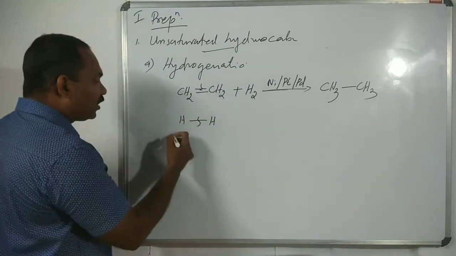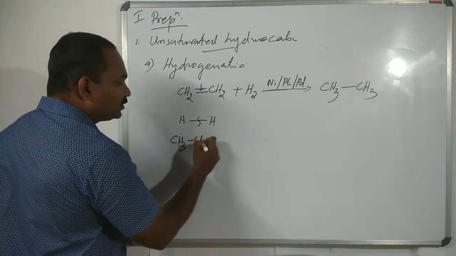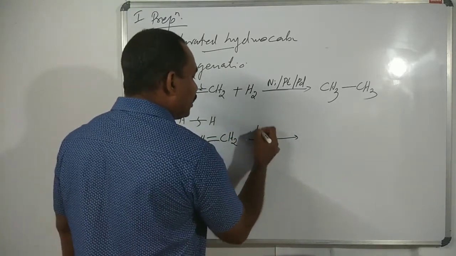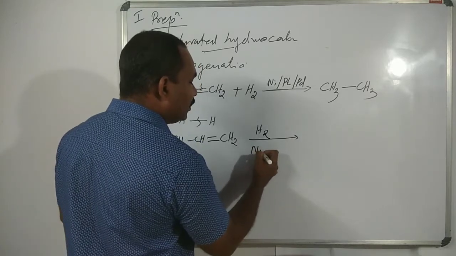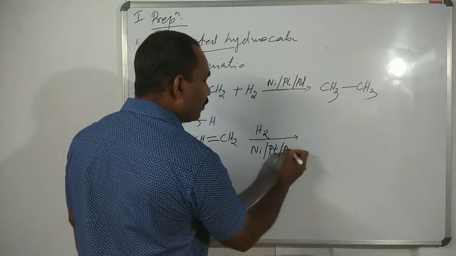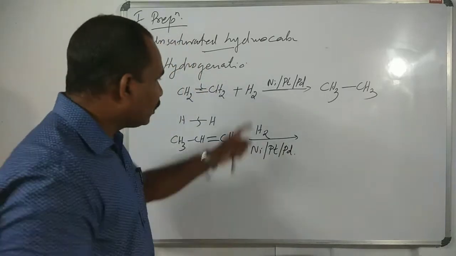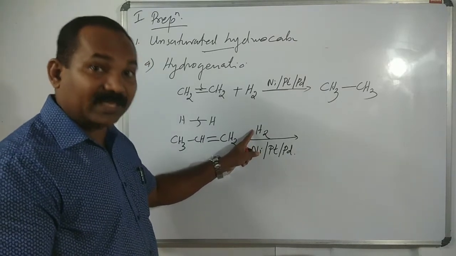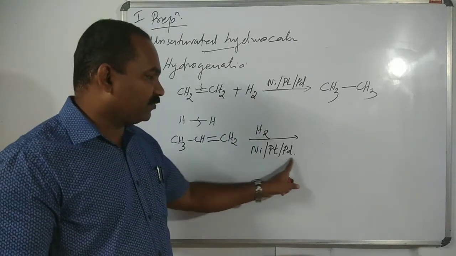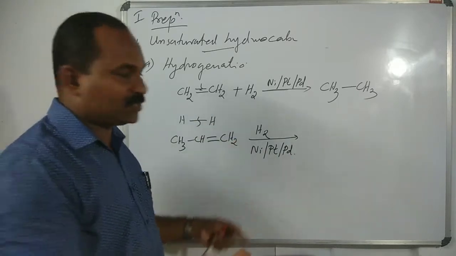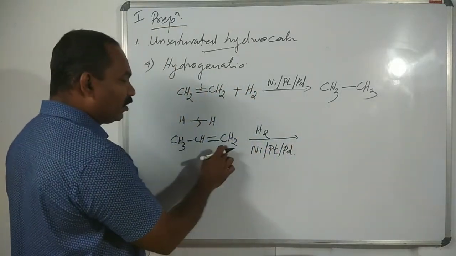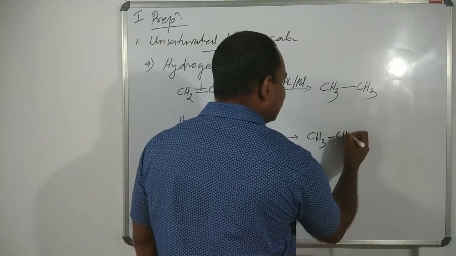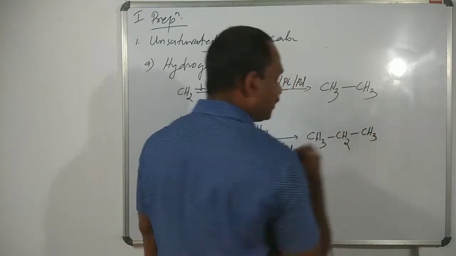Then a higher molecule, CH3 CH double bond CH2, with hydrogen added in the presence of nickel, platinum or palladium. This reaction can be written like this, no problem. Hydrogen is a reactant, the attacking reagent, in the presence of nickel, platinum or palladium. Both ways are correct. So what do we get? The double bond breaks and a hydrogen is added, so we get CH3 CH2 CH3.